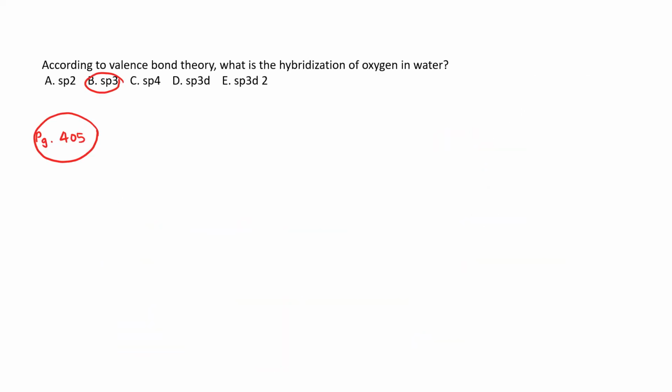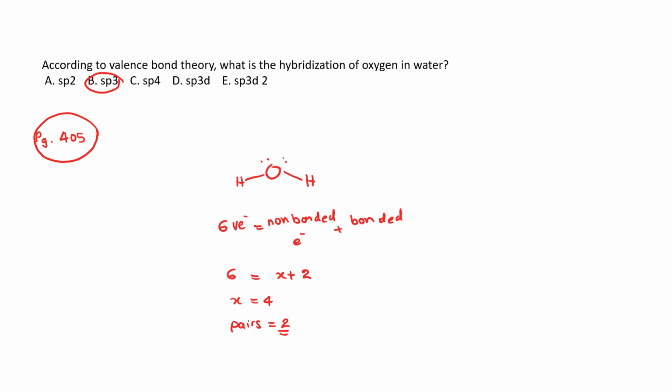According to valence bond theory, what is the hybridization of oxygen in water? First, we are going to draw your oxygen and 2 hydrogens. This is your water molecule. If you don't know how to figure out how many lone pairs are on oxygen, this is how you do it.